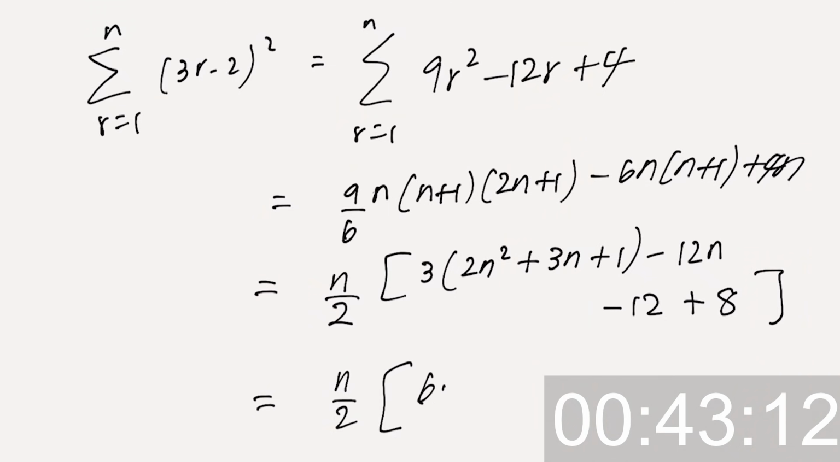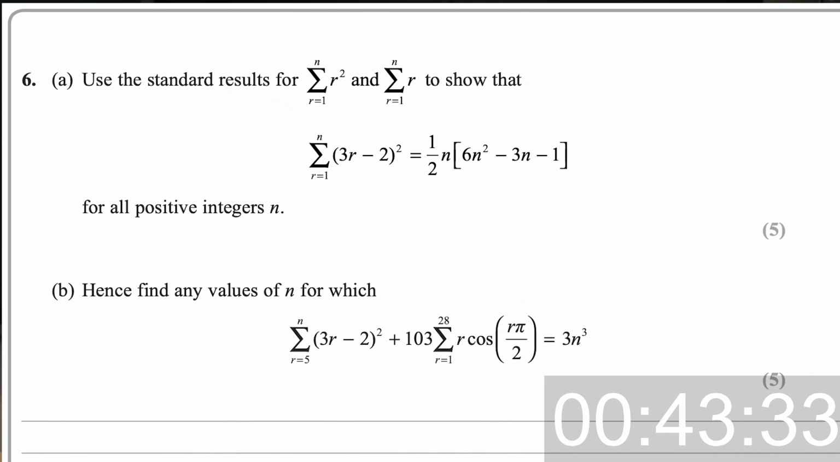Well, I'll check now if I get the right answer. So I think I've got n over 2, 6n squared. Good. And then it should have minus 3n, so I've got 9n minus 12n. Yes, minus 3n. Perfect. And I've got plus 3 plus 8, which is 11 minus 12 should be minus 1. Yes, this is what I wanted. Smiley face, because I know it's right. Okay, 5 marks.